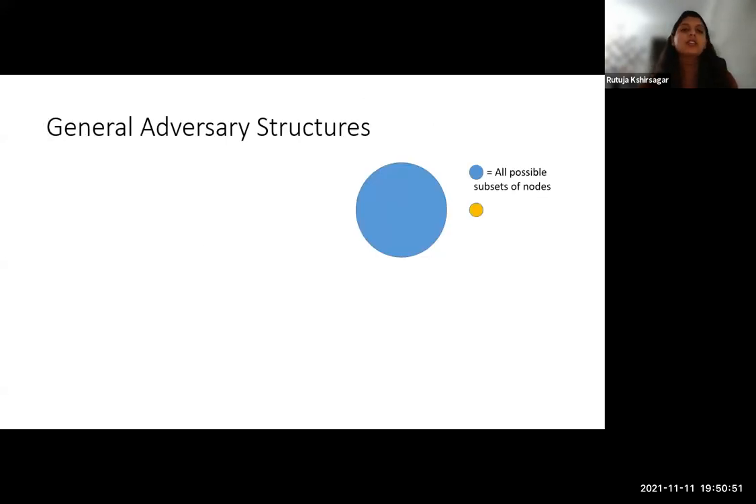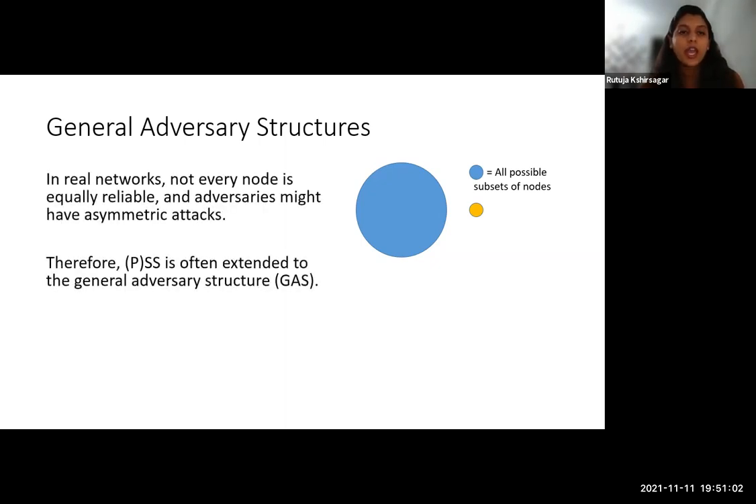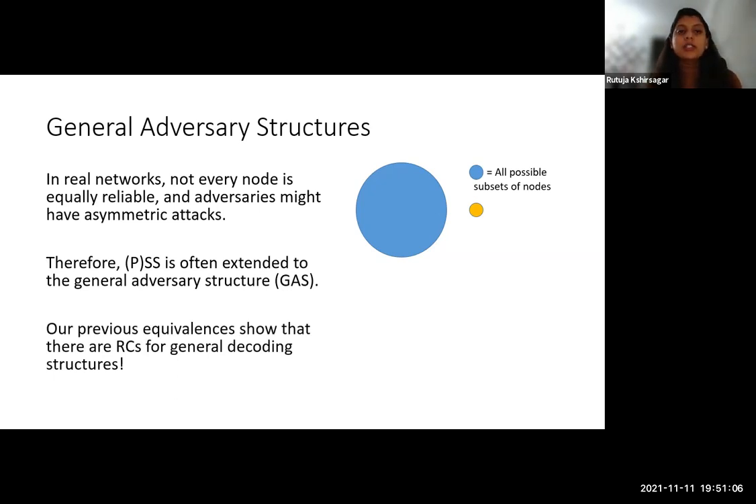Our last result talks about general adversary structures, which are defined in proactive secret sharing schemes. Let's say we have a proactive secret sharing scheme in such a way that the attacks are asymmetric, which means that there are some nodes or servers which are more reliable than the others. So if we have a small subset of nodes which can easily recover the secret as opposed to the others, this structure is called a general adversary structure, which means that if the adversary attacks this set of nodes, it can easily reveal information about the proactive secret sharing scheme.